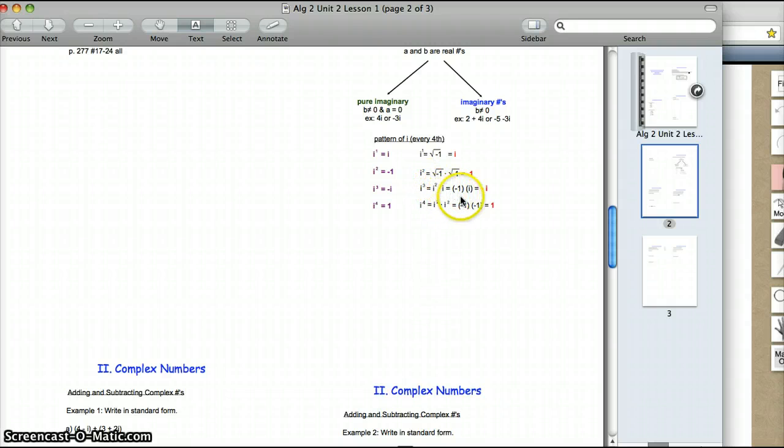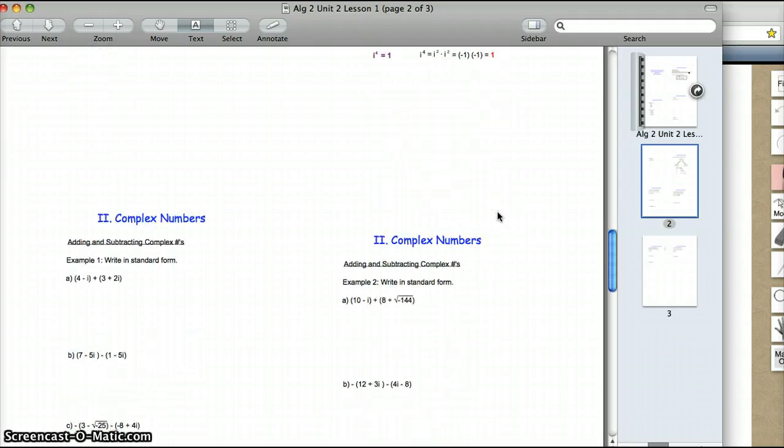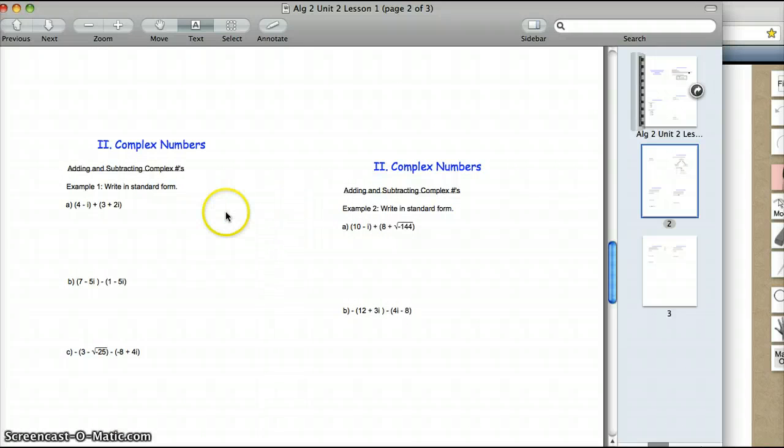So i cubed is i squared, which is a negative 1, times i. So a negative 1 times i is a negative i. Now i to the fourth is a positive 1 because i to the fourth is i squared, which is negative 1, times i squared, which is negative 1, and that equals 1. Okay, so we're going to talk a little bit about adding and subtracting complex numbers.